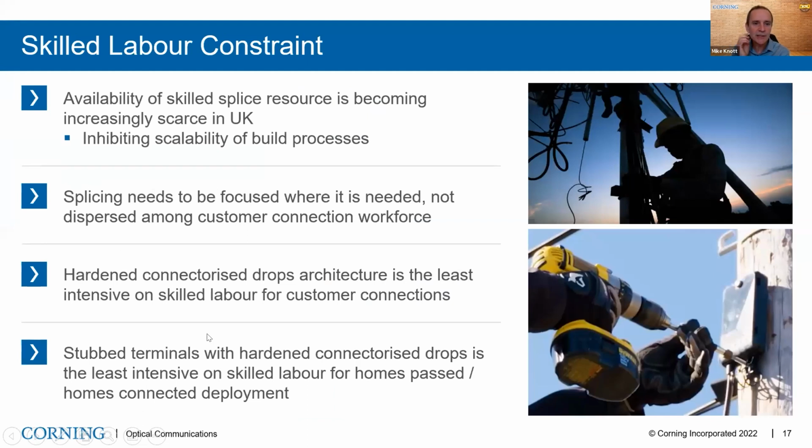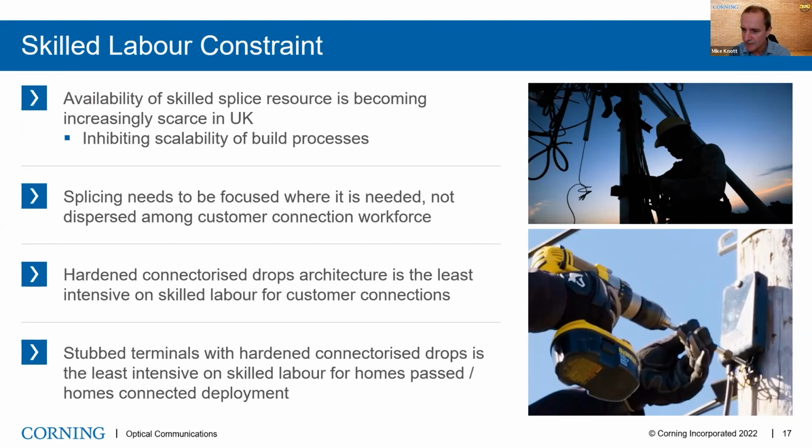So if we talk about that skilled labour constraint, if you're going to build a fibre to the home network, there is going to need to be splicing. You can't get away from that, but we need to reduce that amount of splicing and focus it in as few places as possible, because you have this overhead every time you do a splice. You have to set up the whole splicing process, etc. And that availability of skilled resource is definitely a problem. It's inhibiting the scalability of the build process. For example, INCA are holding events specifically about this skilled labour shortage. That splicing needs to be focused where it's needed, not dispersed around the customer connection workforce.